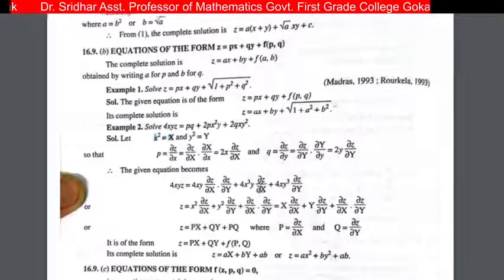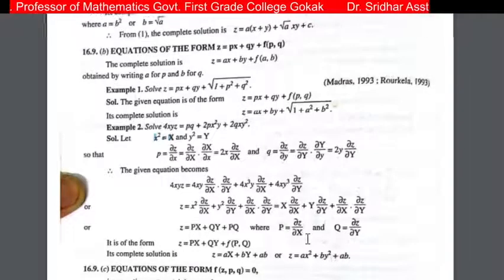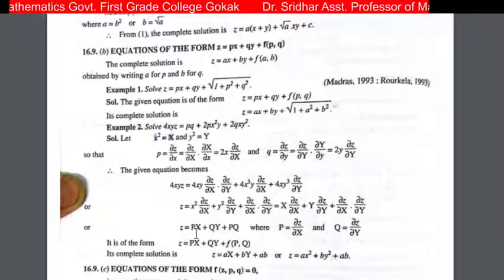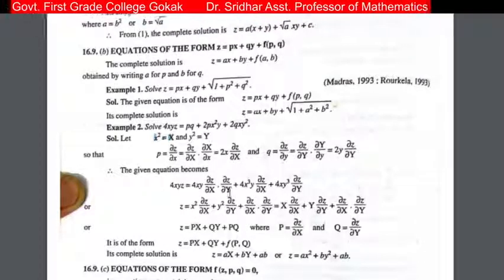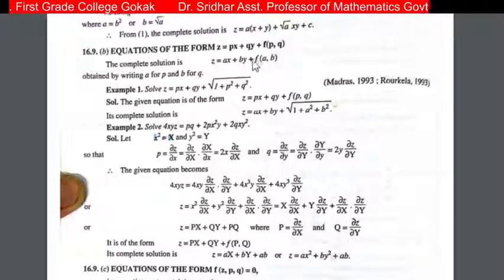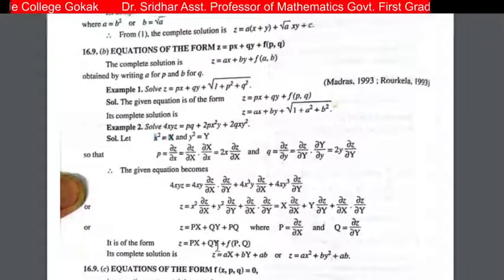Substitute all this in the given equation, and we simplify and get this equation. Here you should replace p as dou z by dou capital X and q as dou z by dou capital Y, and we obtain z equals p capital X plus q capital Y plus pq. Now this is the standard form, px plus qy plus f of pq.